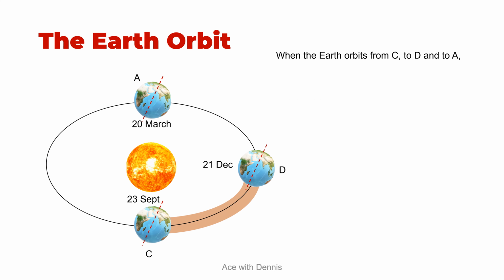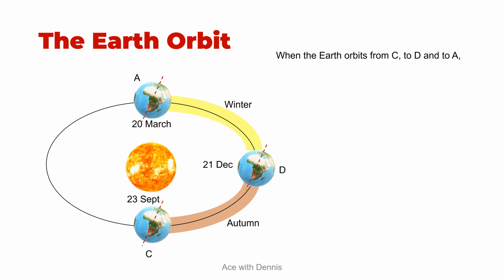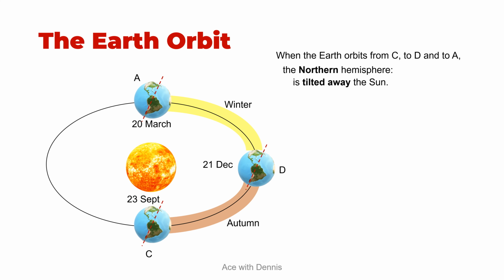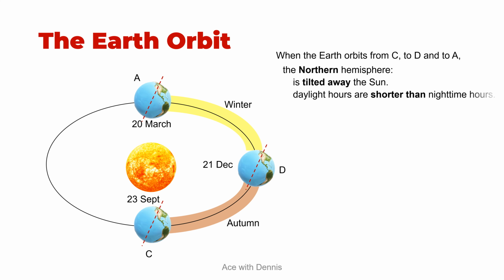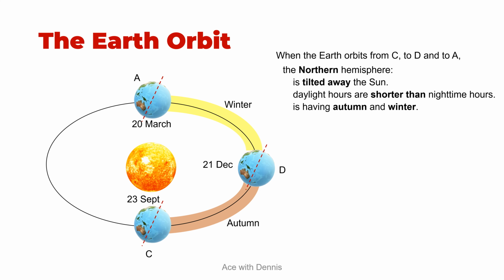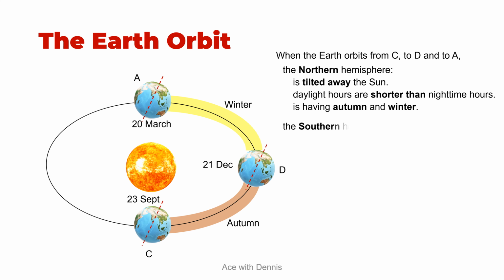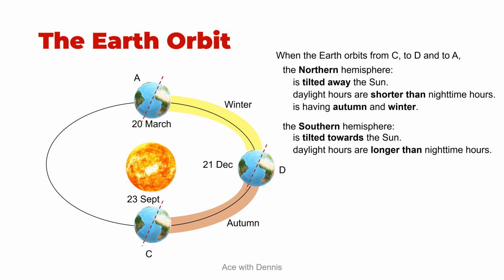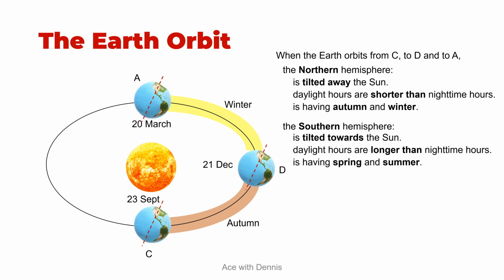When the Earth orbits from C to D and to A, the northern hemisphere is tilted away from the Sun. Hence, daylight hours are shorter than nighttime hours, and the northern hemisphere is having autumn and winter. On the other hand, the southern hemisphere is tilted towards the Sun. Hence, daylight hours are longer than nighttime hours, and the southern hemisphere is having spring and summer.